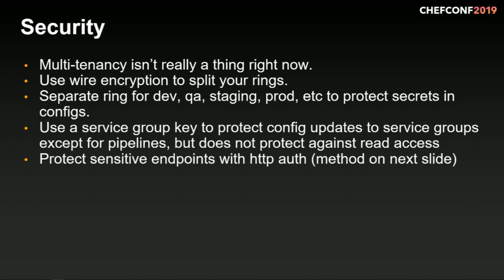Use that service group key to protect config updates, because there are people that you may want to be able to read or troubleshoot the config. And the other thing that using the service group key does is prevent someone from sneaking a config in. So if only the pipeline has access to that service group key, then only the pipeline can update your service group for you. And then protect sensitive endpoints with HTTP auth.